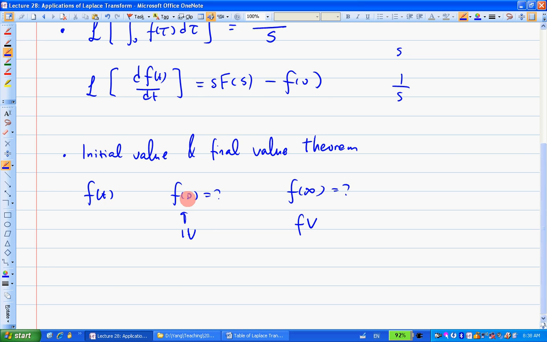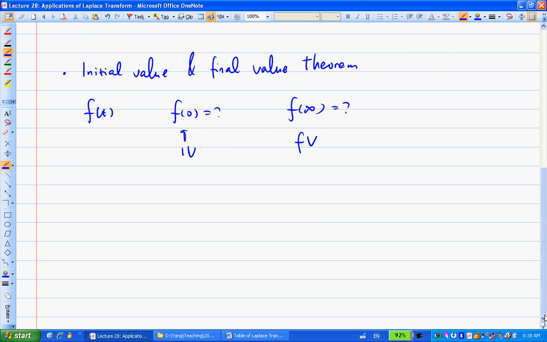Now, technically, you can look at this f of t value at a very far away location t, and maybe at t equal to 0. But sometimes it's hard to do that. So the other way of doing this is using the initial value, final value theorem, which is a derivation from the Laplace transform.